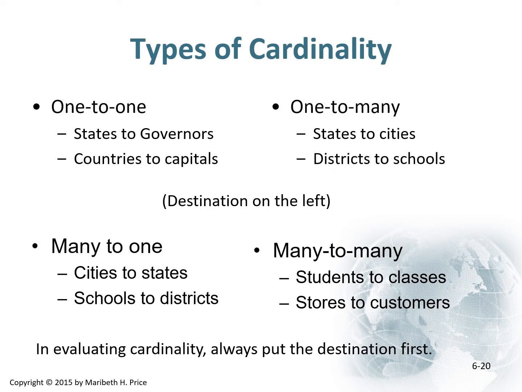We have different kinds of cardinalities like one-to-one, one-to-many, many-to-one, and many-to-many. These are kind of helpful when understanding how some of this works. One-to-one would be like states to governors or countries to capitals. One-to-many would be like states to cities, districts to schools. Many-to-one would be cities to states, schools to districts. Many-to-many would be students to classes and stores to customers.